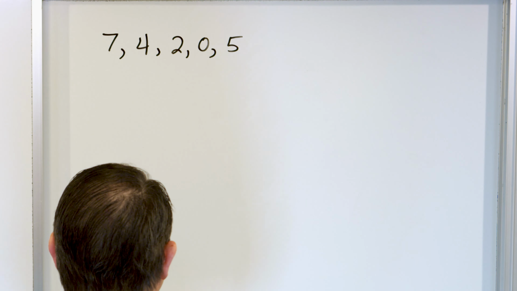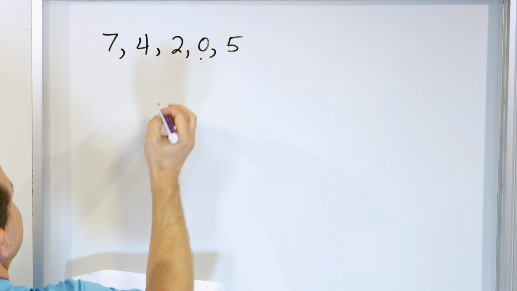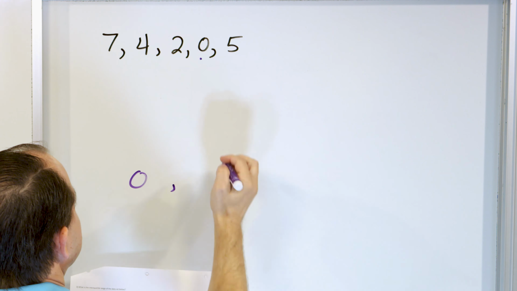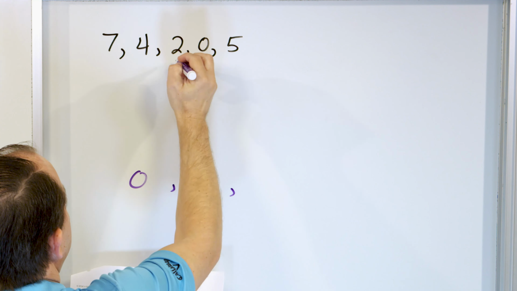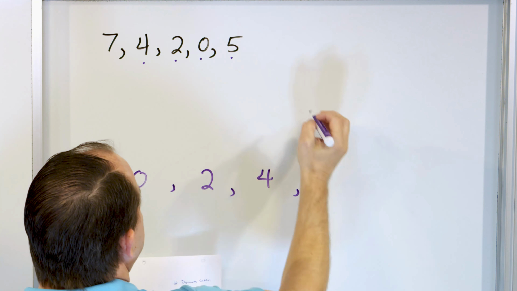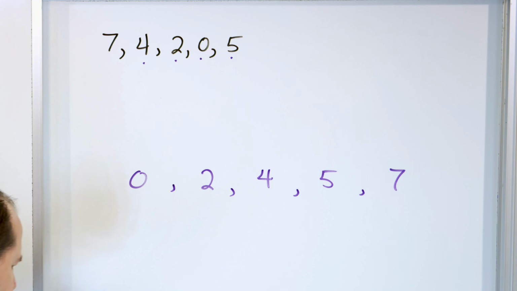So we want to first find how to write this from lowest to greatest. So the smallest number here is 0. Let me give myself a lot of room. The next largest number is 2, which is this one. And then we have 4. And then we have 5. And then finally we have 7. So the procedure is the same as before. First we lock down the middle number, which we call the median.